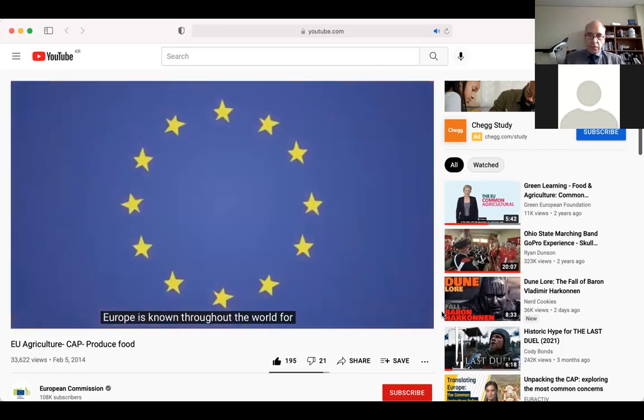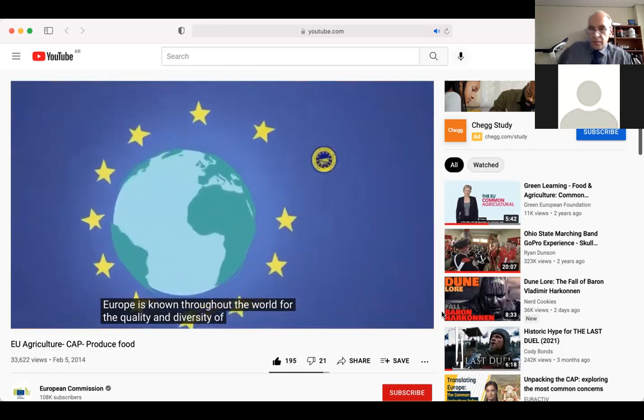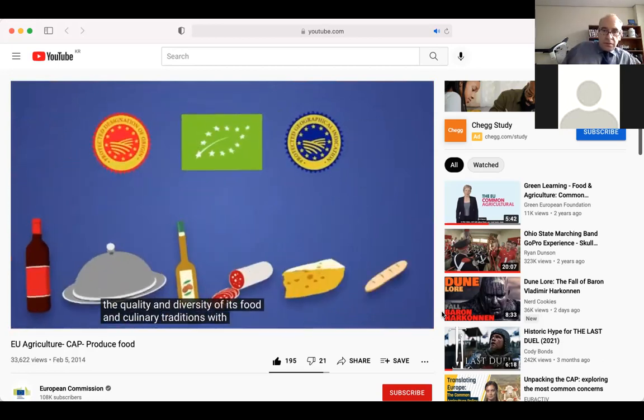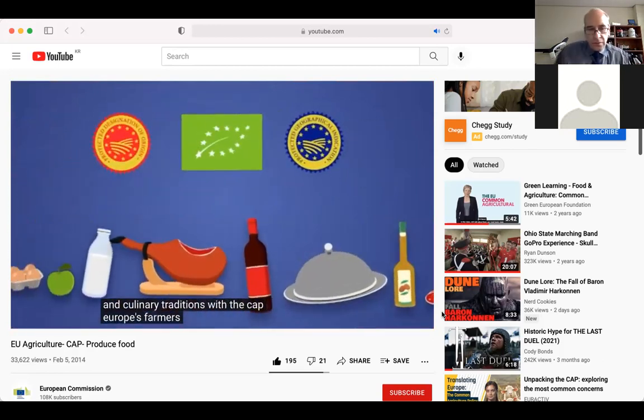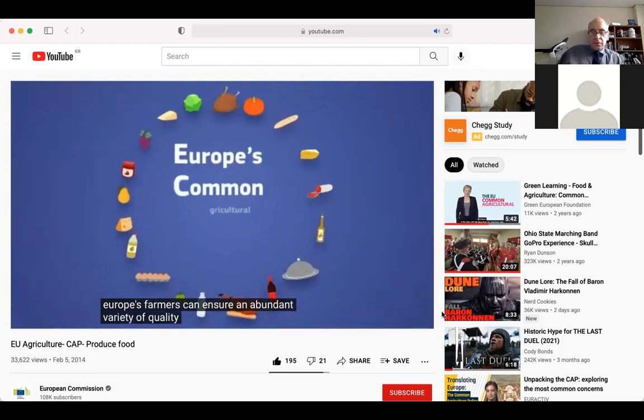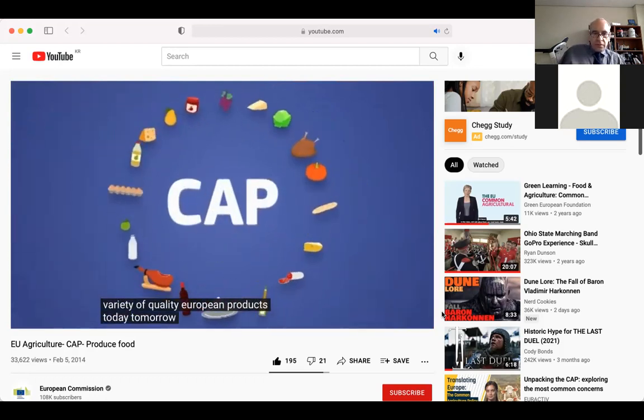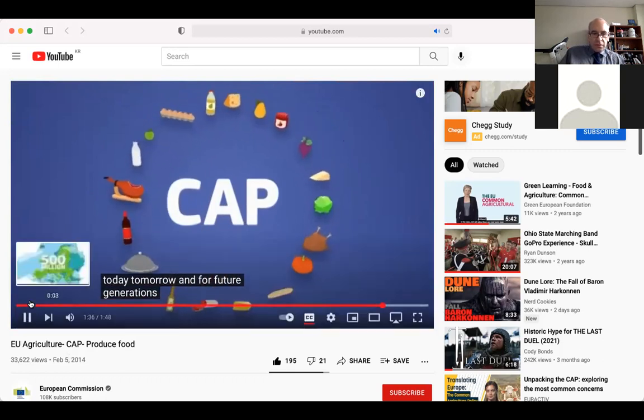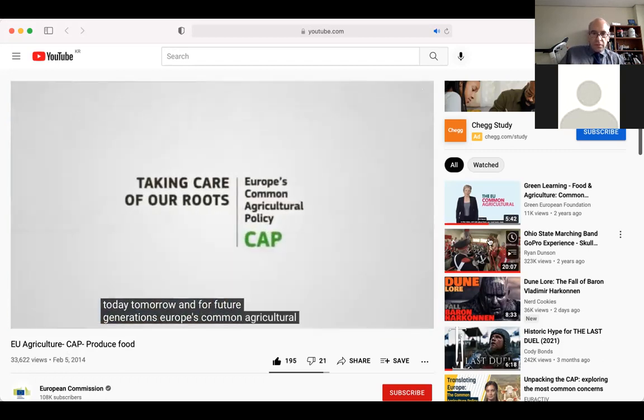Europe is known throughout the world for the quality and diversity of its food and culinary traditions. With the CAP, Europe's farmers can ensure an abundant variety of quality European products today, tomorrow, and for future generations. Europe's Common Agricultural Policy, taking care of our roots.